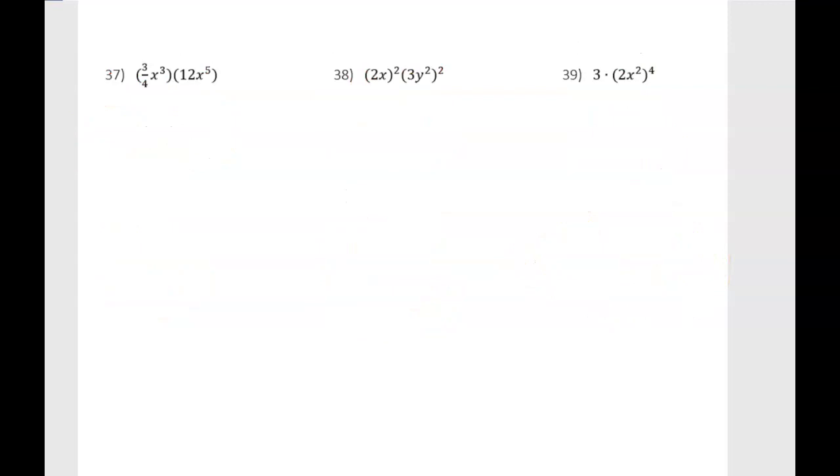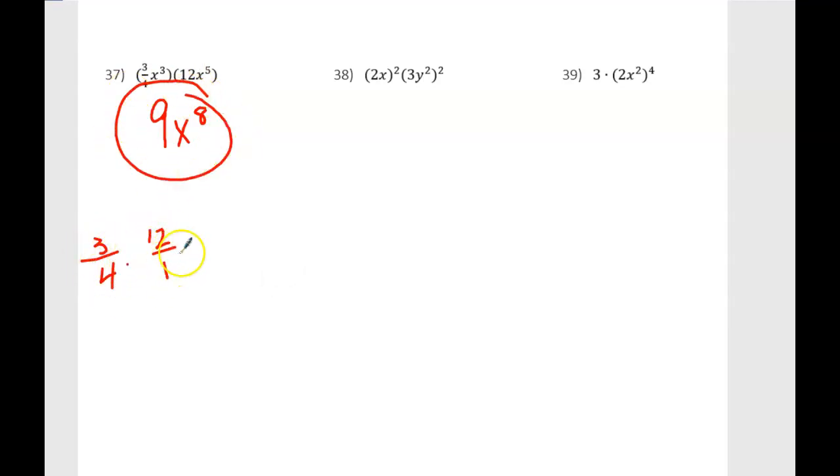Okay. Now 37, 3/4 times 12 is 9, and then we have our x would be to the 8th power. Okay, so 9x to the 8th. Remember, multiplying fractions, you just go straight across, so that would be 36/4, which is how I got my 9.